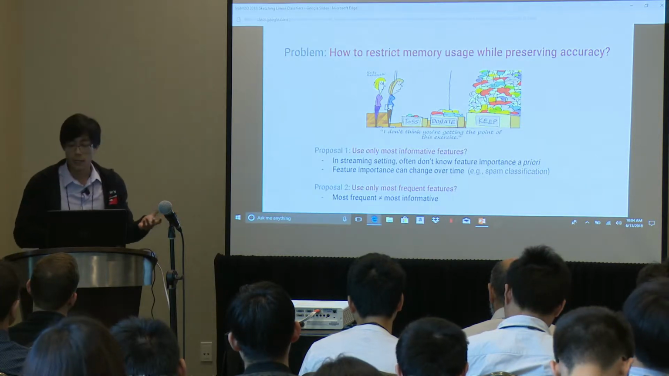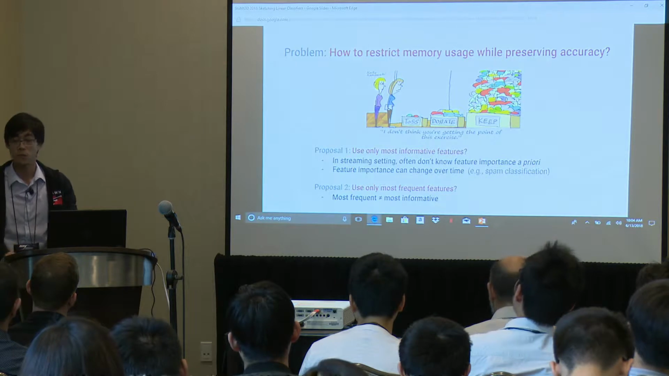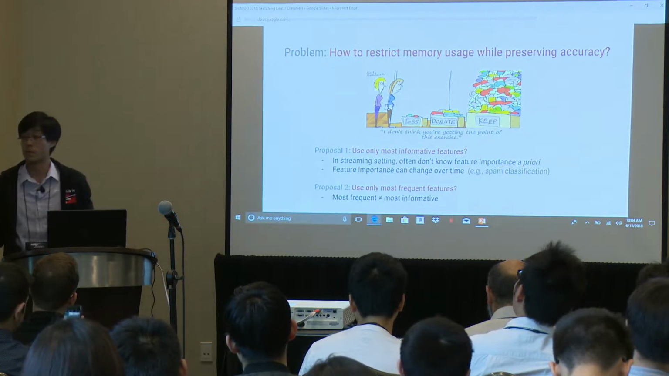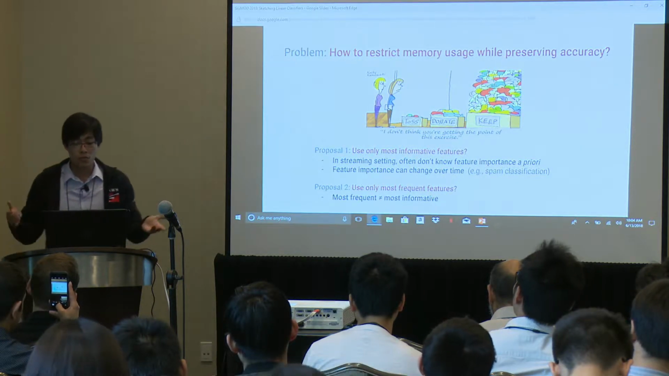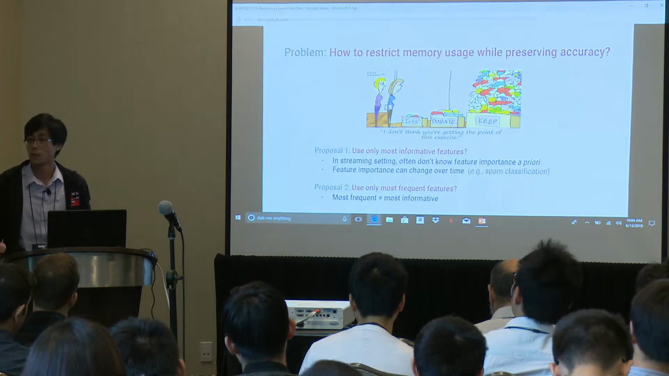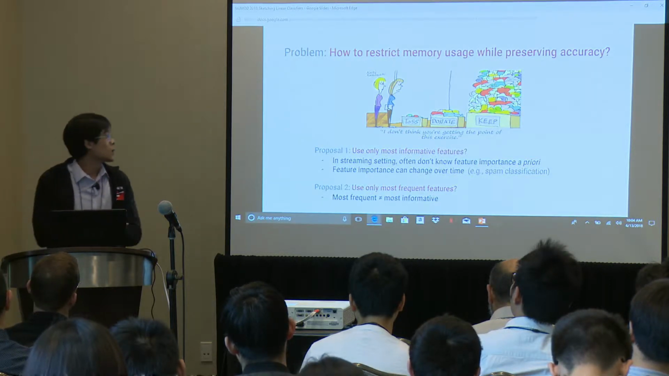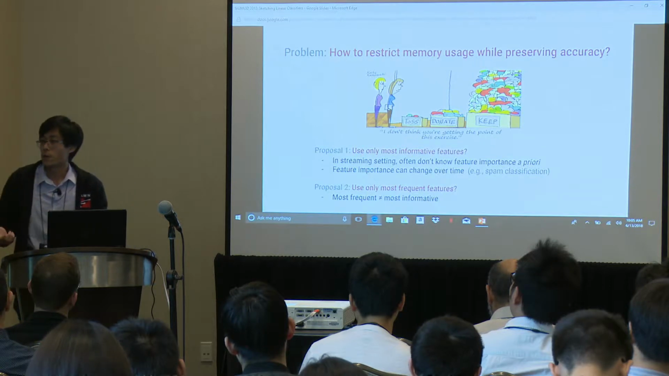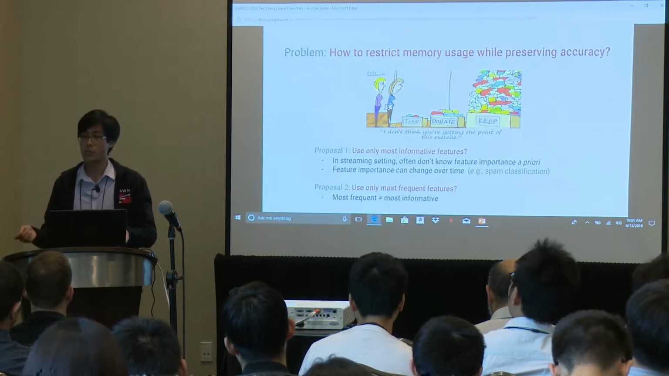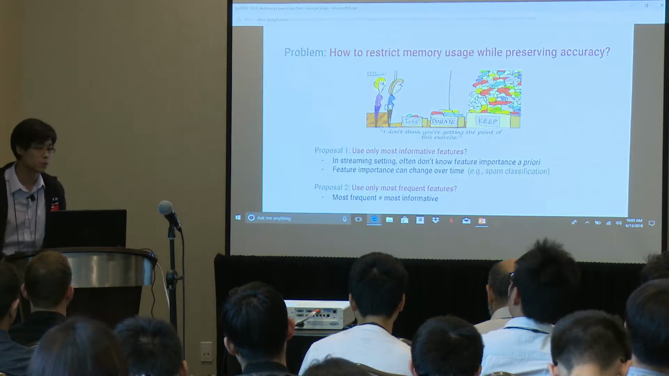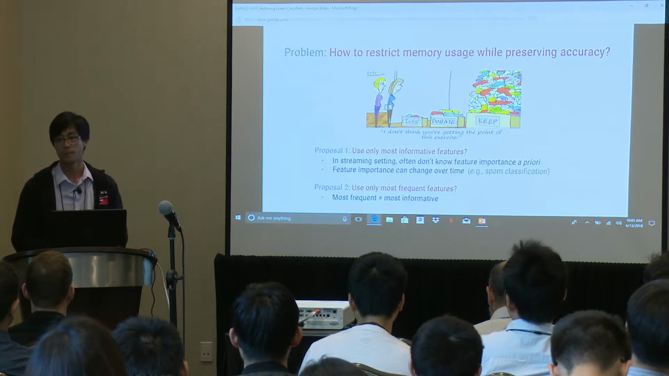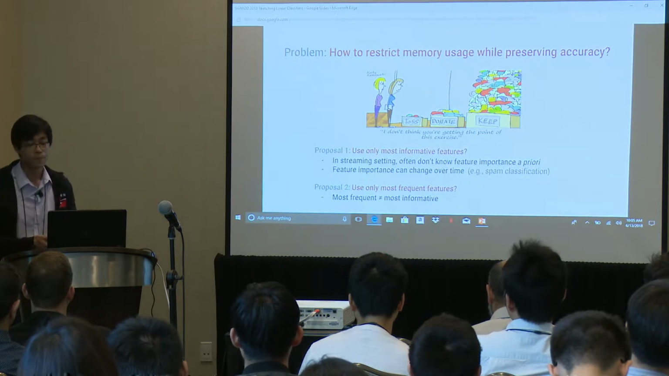The first possibility is, let's just use the most informative features to learn the model. It's a very reasonable suggestion. The problem here is that in the streaming setting, we often don't know a priori which features are the most important. More problematically, the importance of any individual feature can change over time. Very concretely, you can see this in the spam classification setting, where the spammer can introduce new terms and new strings over time in order to evade detection by the spam classifier. So this doesn't quite work.